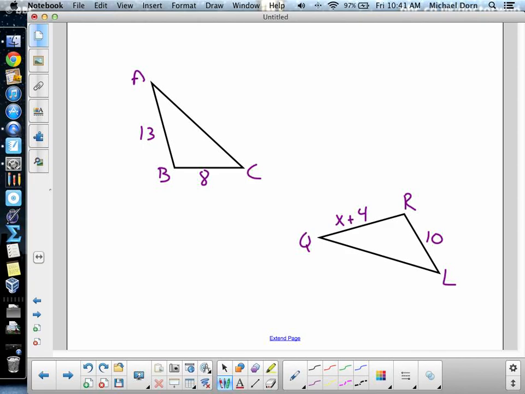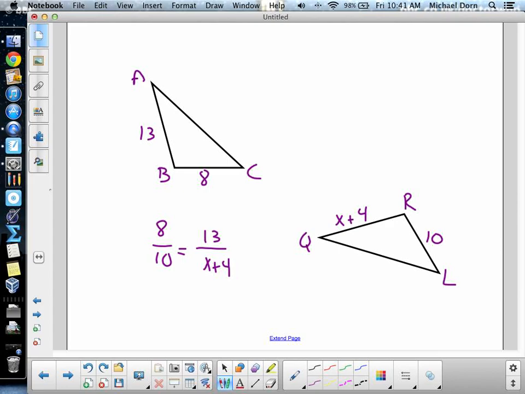Sometimes it's a little tough to tell which side is which, but here it's pretty easy to see that one side is longer than the other. So we go with that. BC is the shortest side. RL is the shortest side. So 8 compares to 10. And then BA is the 13, and RQ corresponds with that, x plus 4.